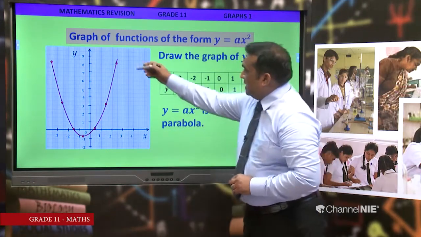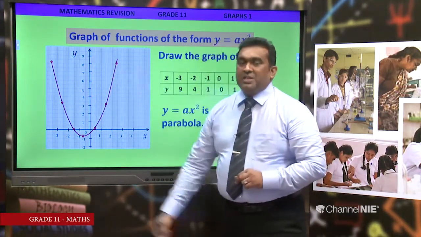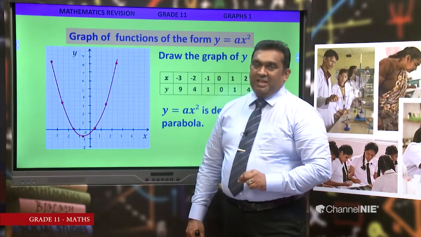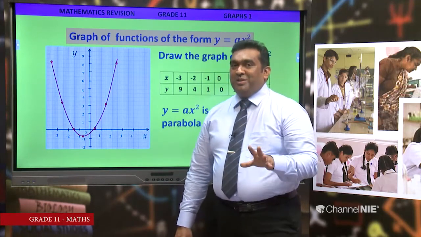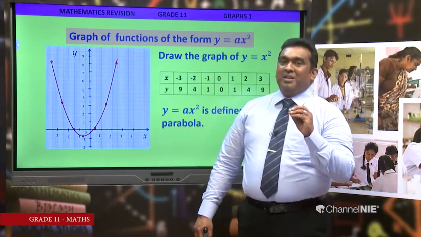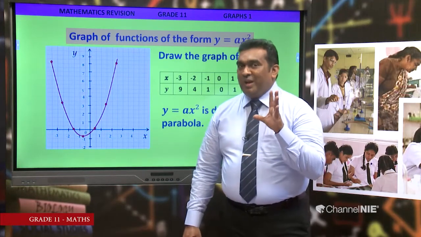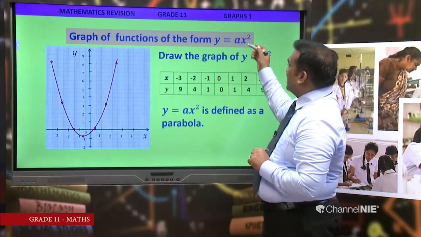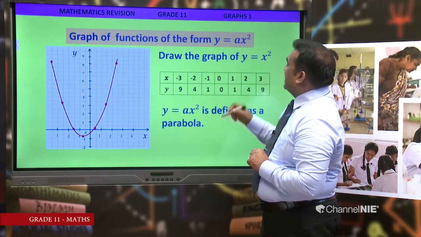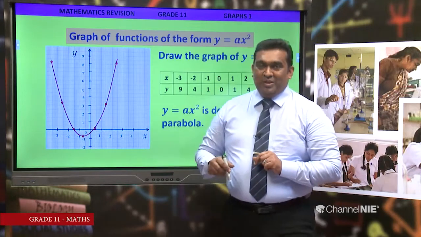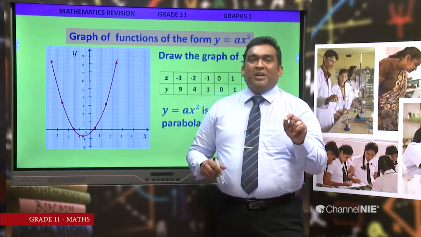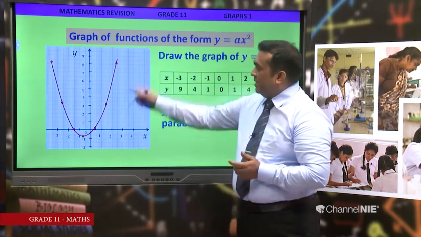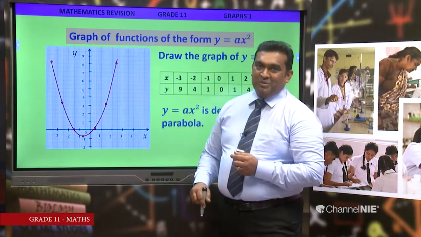Now, this is the shape of the curve. This is called a minimum curve. If you want to find out minimum or maximum, you can pay attention to the coefficient of x squared. If a is greater than 0, it means if you have positive values in front of x squared, you have minimum curves.